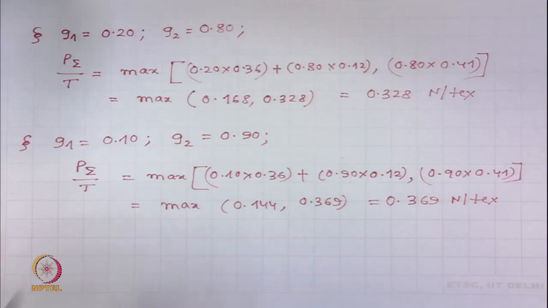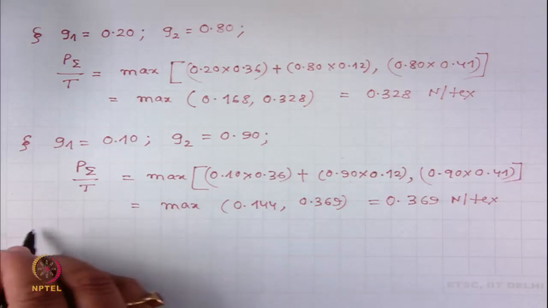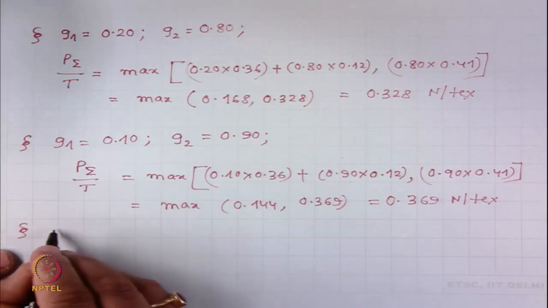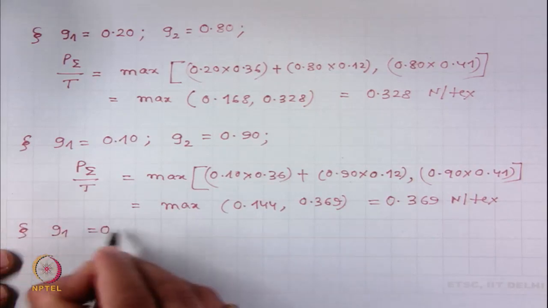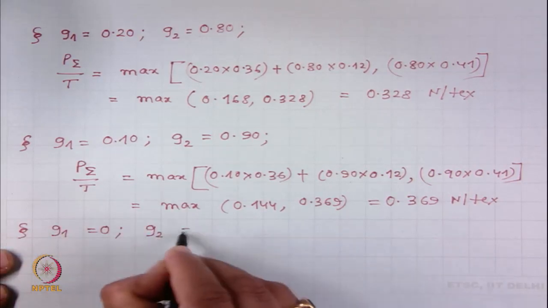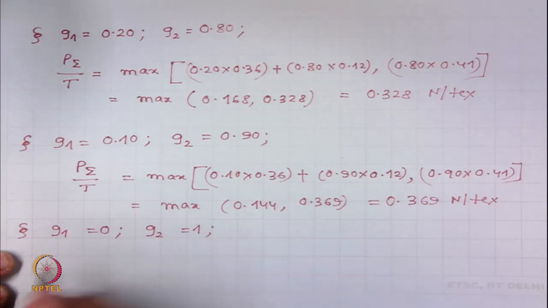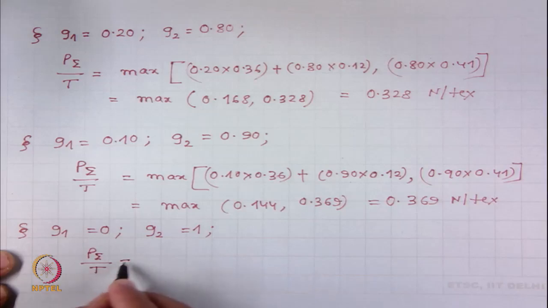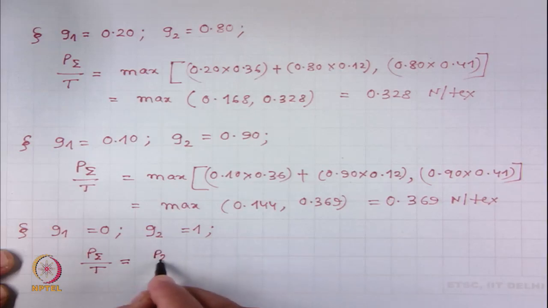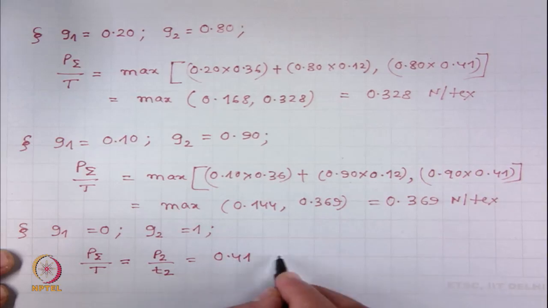The last one, 100% polyester fibers. When the bundle is prepared from 100% polyester fiber, the tenacity will be equal to, very simple, that is basically P2 by T2, that is equal to 0.41 Newton per tex.